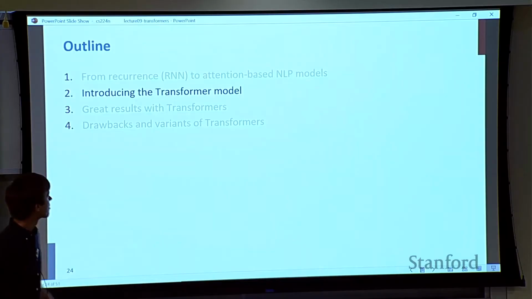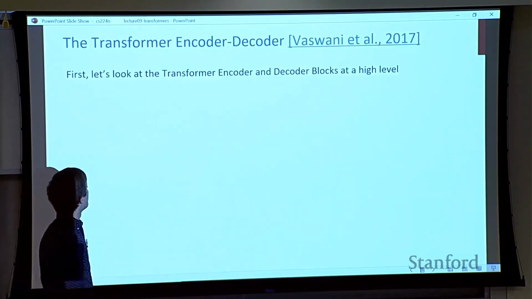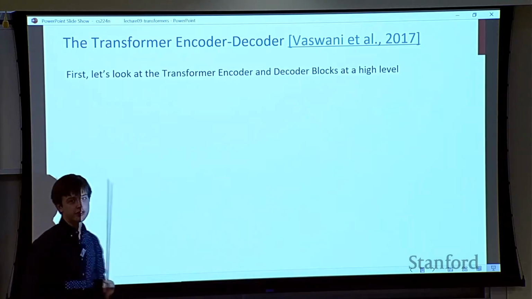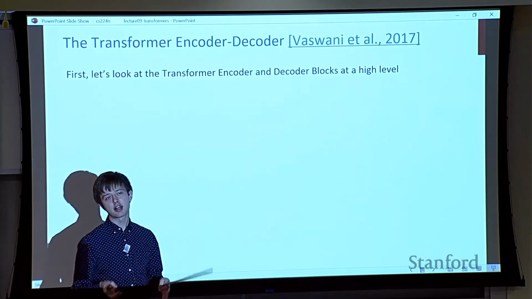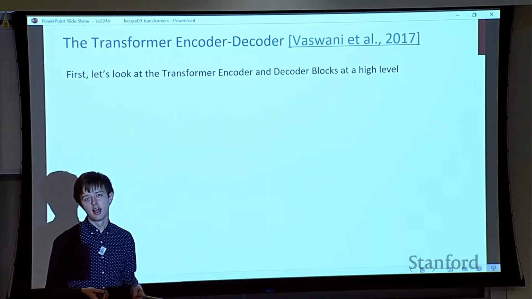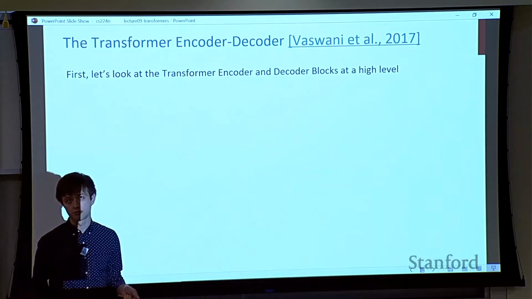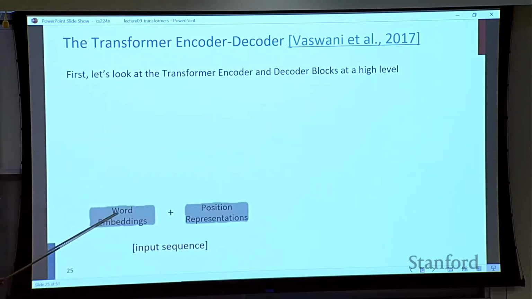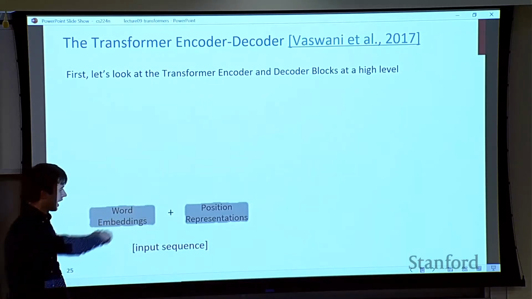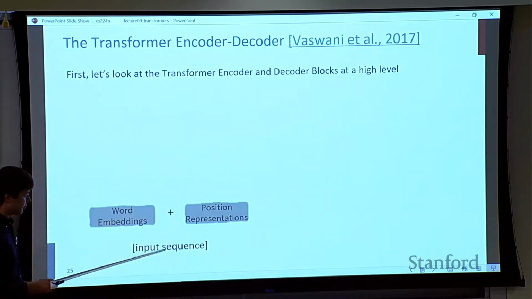Okay, so transformers. Let's get to it. Let's look at the transformer encoder-decoder blocks at a high level first. This should look a lot like the encoder-decoders that we saw with the recurrent neural network machine translation systems. Okay, so we have our word embeddings. We're going to add in our position representations. We saw that. And that's from our input sequence.